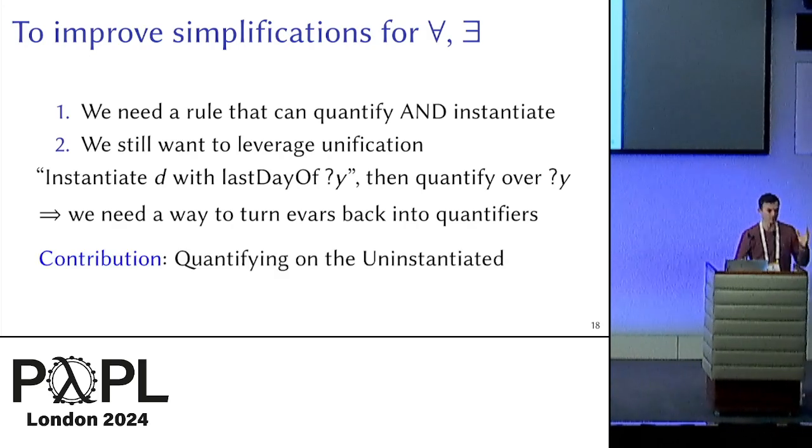We can quantify on the instantiated. So this is a subformula linking system that generalizes what Actima does and can actually compute a valid simplification for the example. So let's first look at that rule.